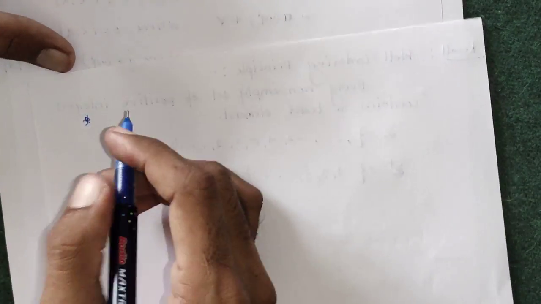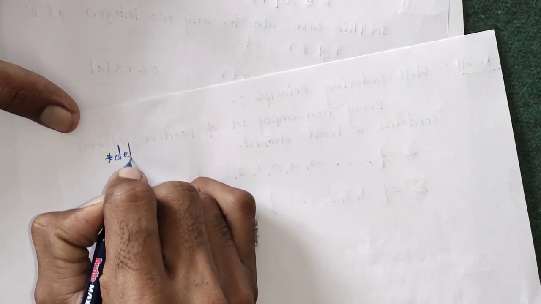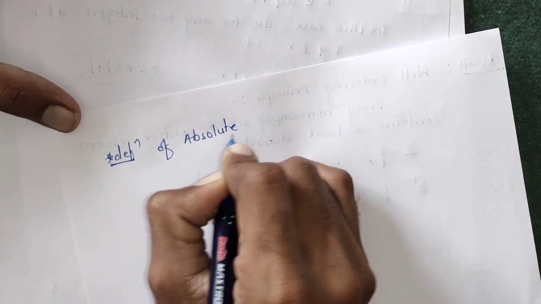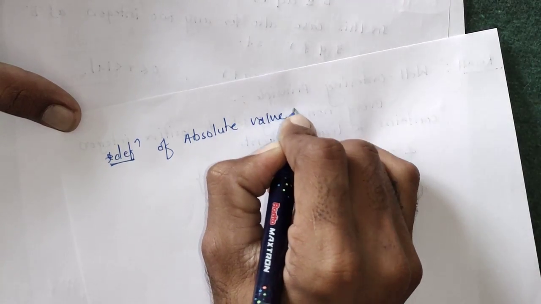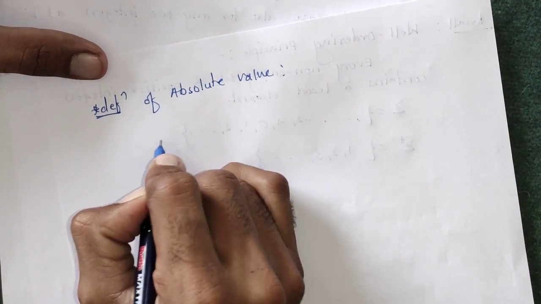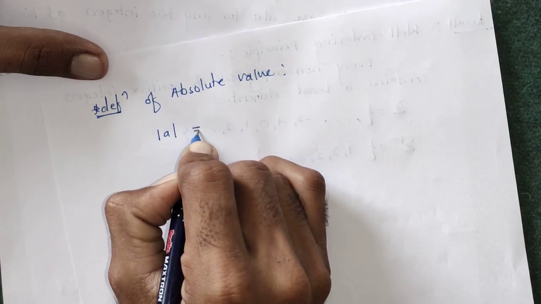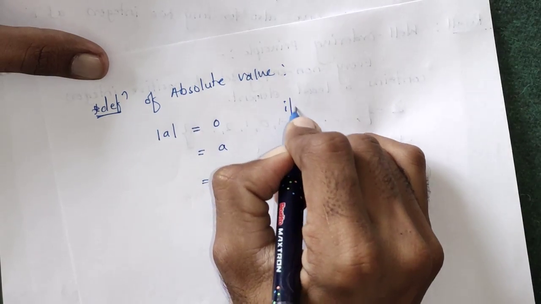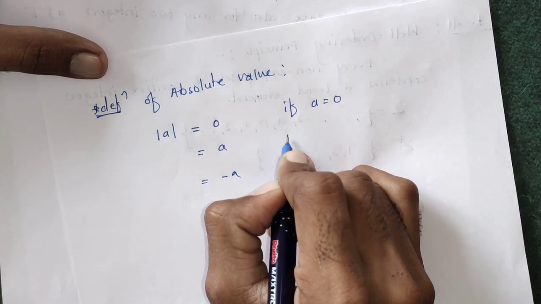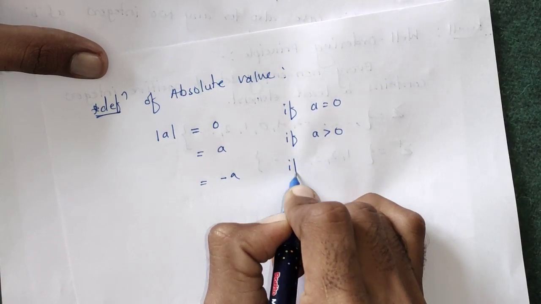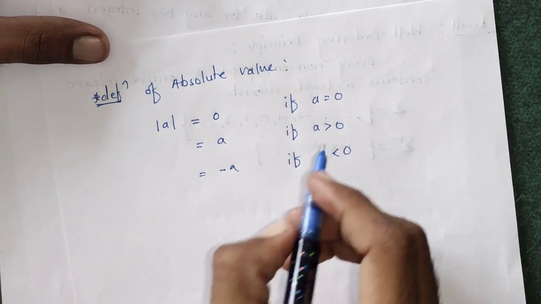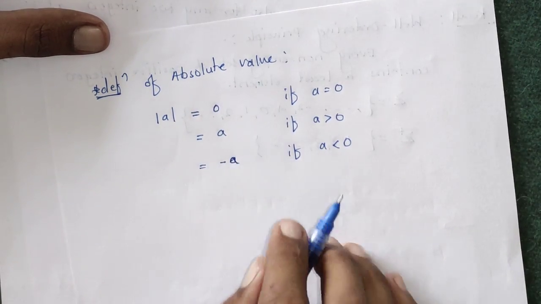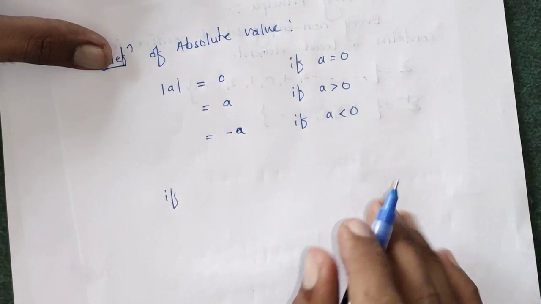We know the definition of absolute value. We have seen this in T.Y.B.Sc. The definition of absolute value says mod of any integer is either equal to 0, or a, or minus a. It is 0 whenever a is equal to 0, a if a is greater than 0, and minus a if a is less than 0. If a is less than 0, then mod of that negative number becomes minus a. These two cases are simple.